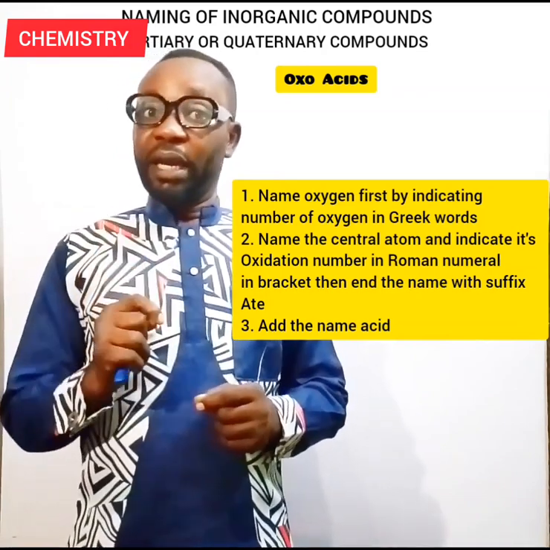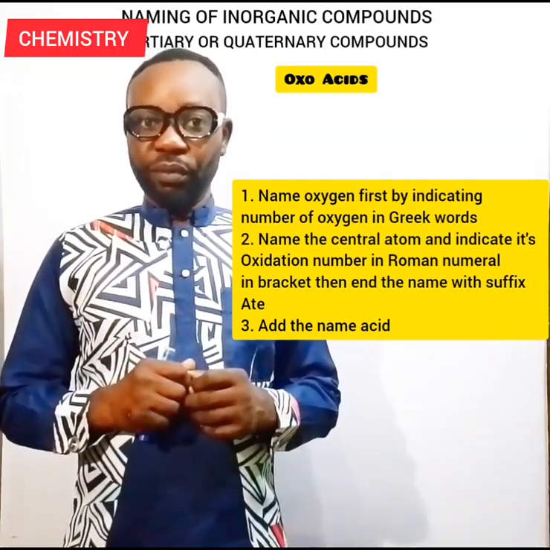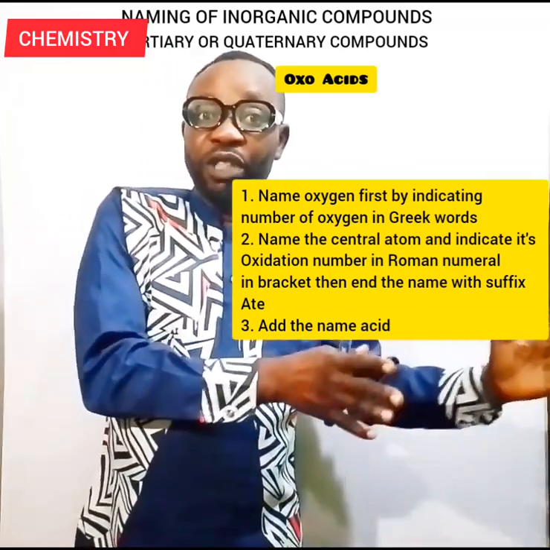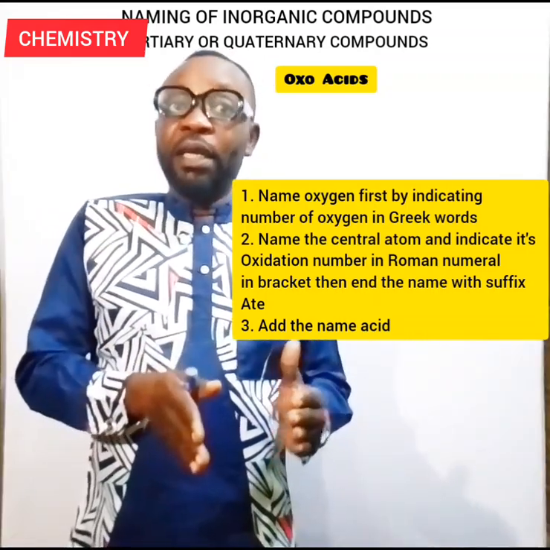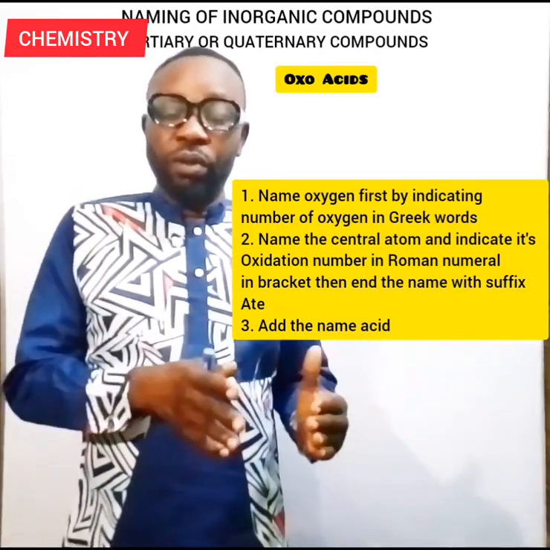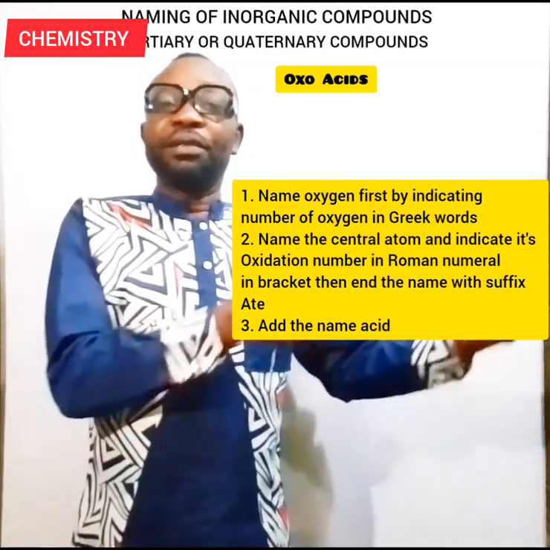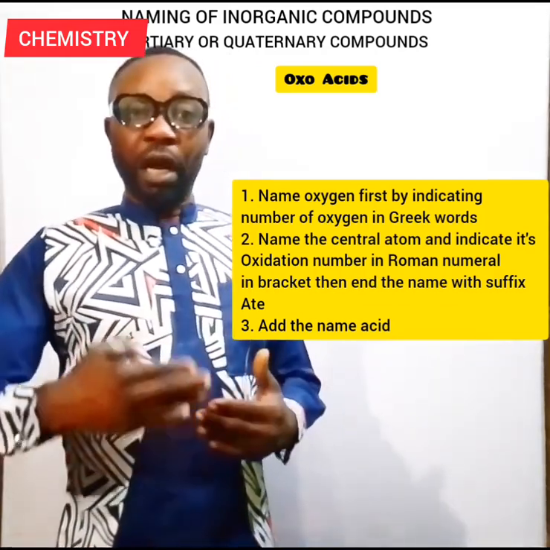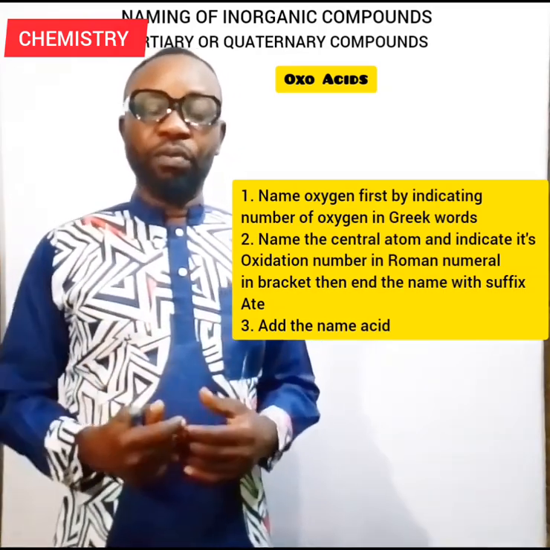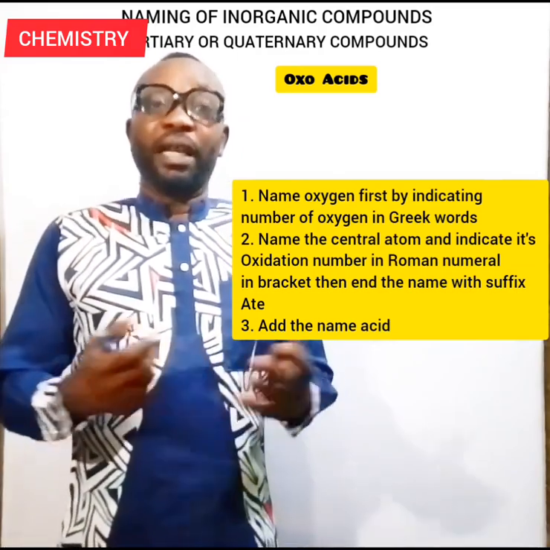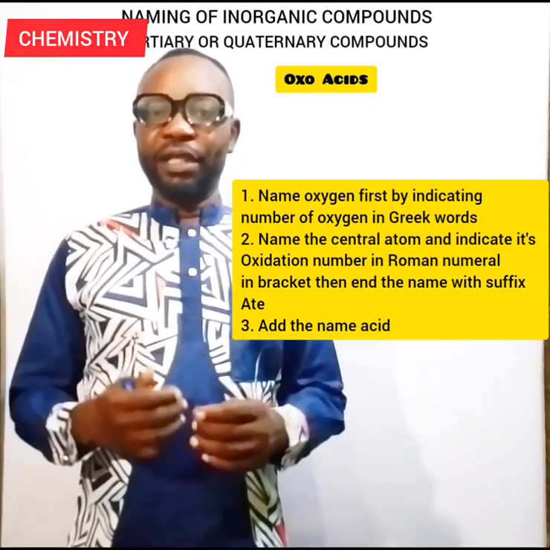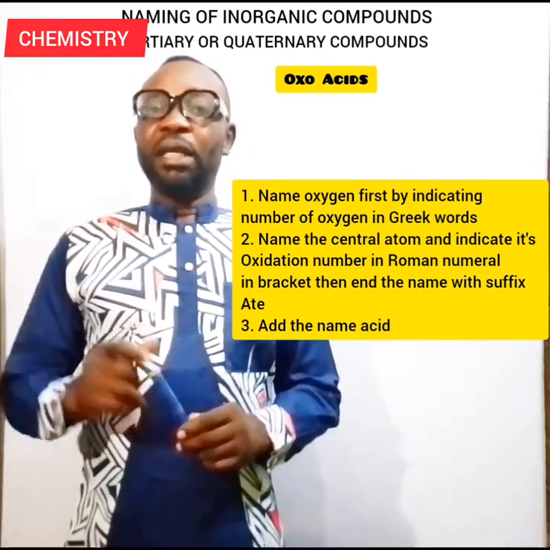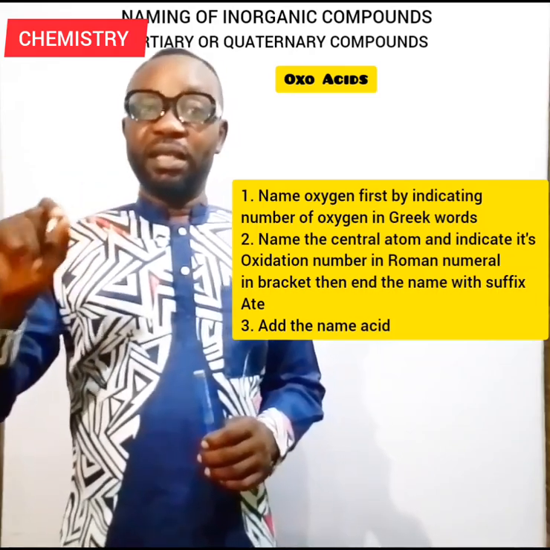This central atom can either be a metal or a non-metal. Then, that central atom will be named next after you have put the number of oxygen in Greek word, and you call the oxygen there. You don't call it oxygen straight away like that. You call it oxo. For instance, if I have 4 oxygen, I will call it tetraoxo. Then it will be followed by what? The naming of the central metal or central non-metal atom. For instance, if it is nitrogen, you will call it nitrate. Take note of what I did there. It means that for every central atom in an oxo acid, their name will end with ATE.